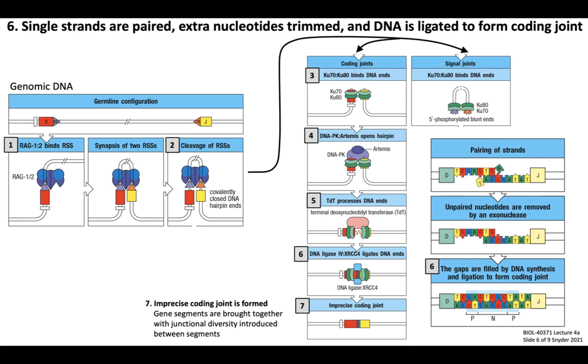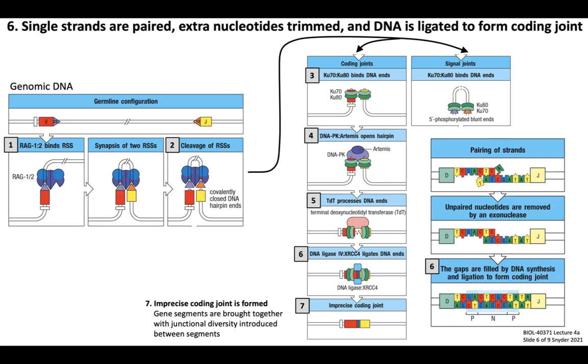The end product of this is what we refer to as an imprecise coding joint, denoted by step number 7, in which gene segments have been brought together, in this example the red V segment with a yellow J segment. This is done in an imprecise manner because junctional diversity has been introduced between each segment.